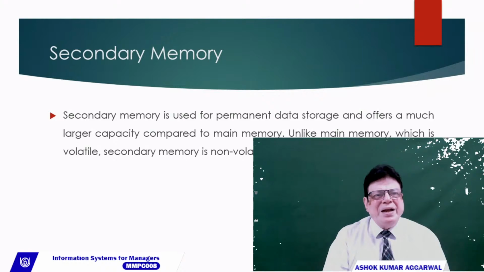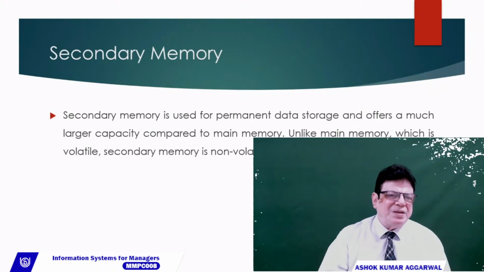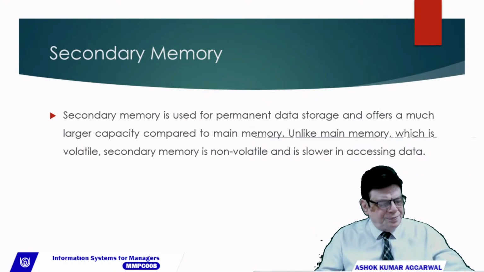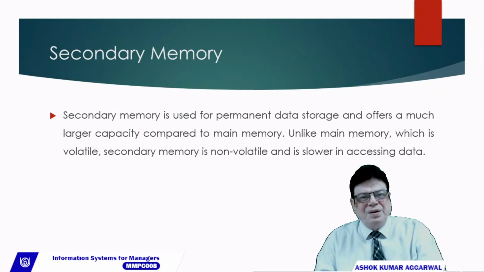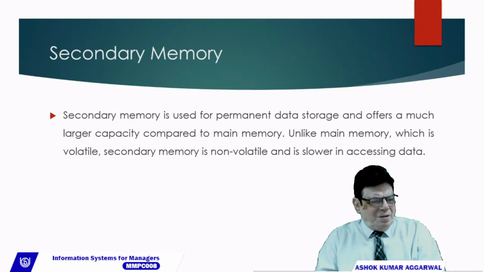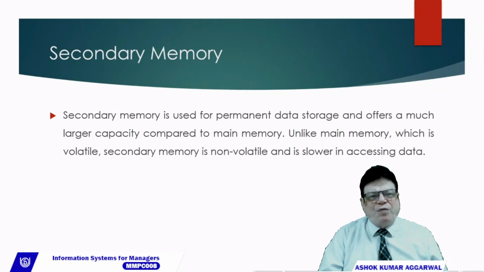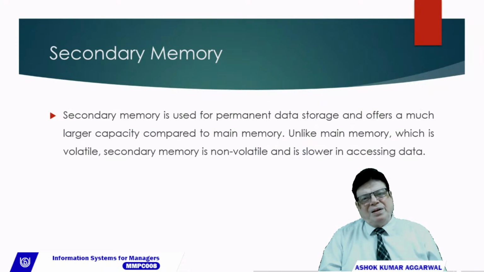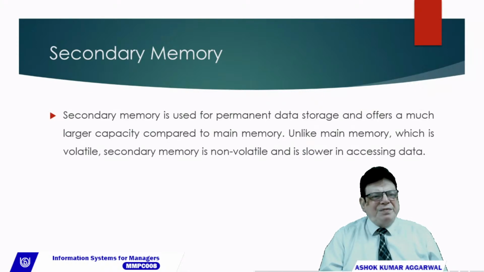Now we come to secondary memory. Secondary memory is used for permanent data storage and offers a much larger capacity compared to main memory. Unlike main memory, which is volatile, secondary memory is non-volatile and is slower in accessing data.